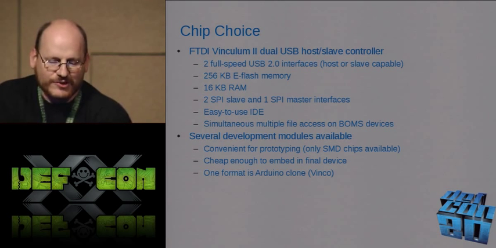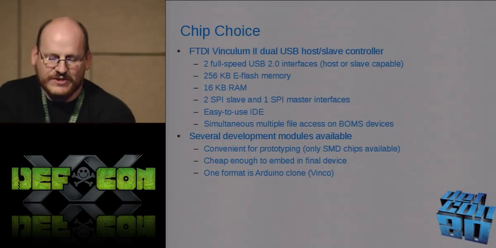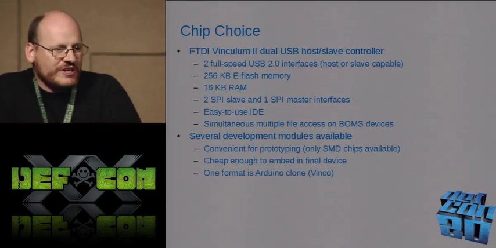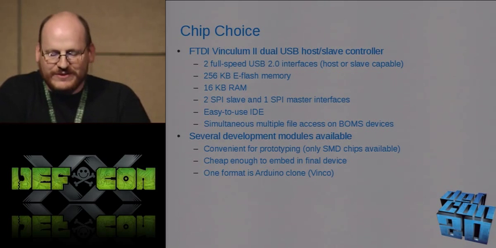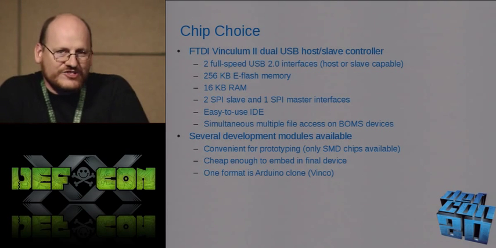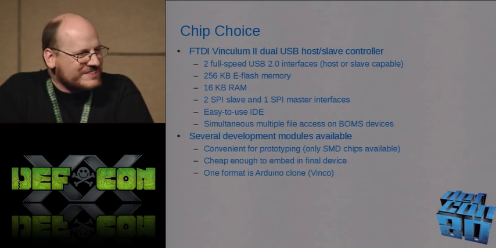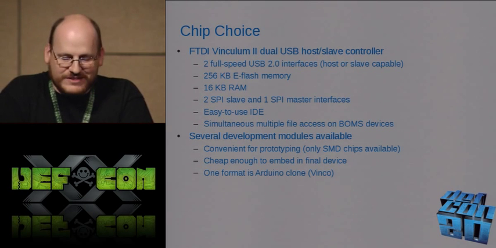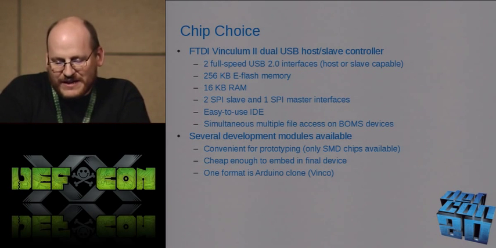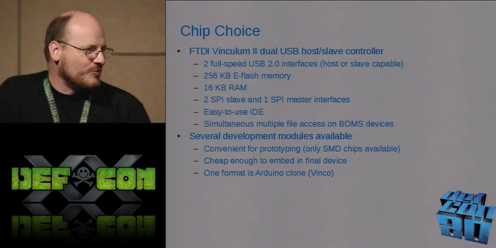So how does this work? These Vinculum 2 chips allow for two full-speed USB 2.0 interfaces, which can be host or slave interfaces. The chip also has a whopping 256K of flash memory, which if you don't do microcontrollers doesn't sound like a lot, and if you do, it does. 16K of RAM and normal microcontroller kind of stuff.